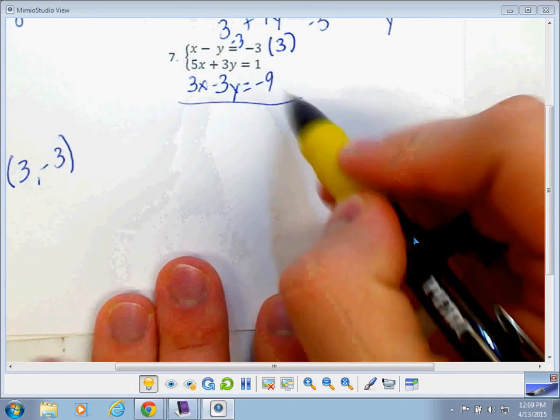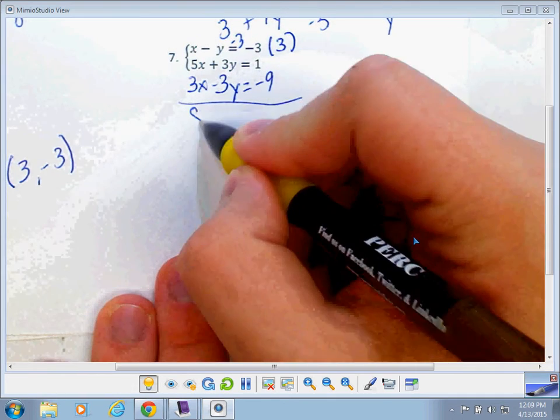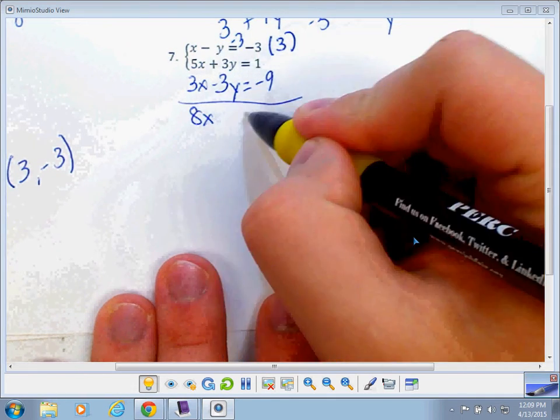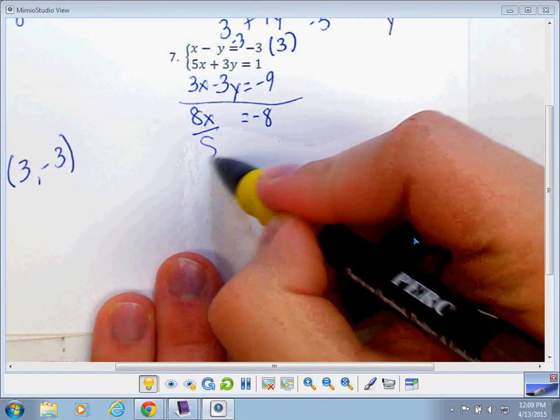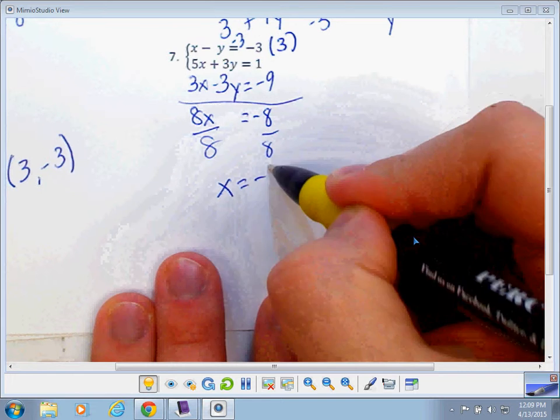Let's look at these last two equations right here and just add them up. You get 8x, y's end up canceling, and you get equal to negative 8. So you go ahead and then divide both sides by 8, you get x is equal to negative 1.